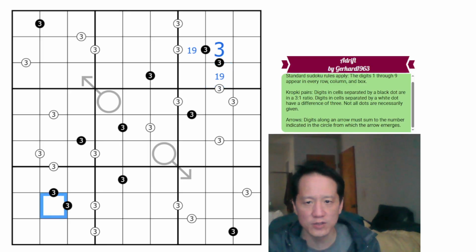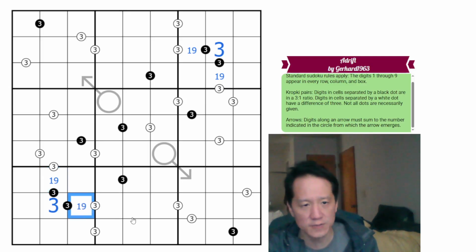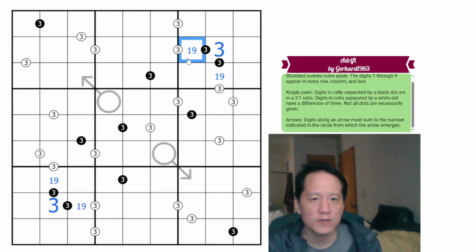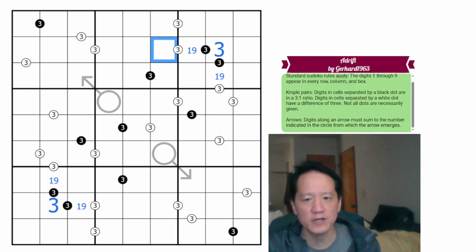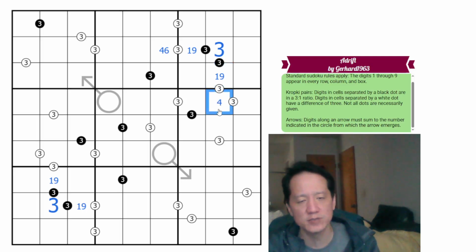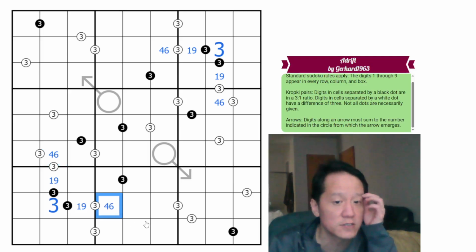So similarly, this is 3, with this being 1 or 9, and this being 1 or 9. The digit next to it has to be 3 away from it. So if it's 1, it has to be 4. If this is 9, it has to be 6. Similarly for this, if this is 1 or 9, this has to be 4 or 6 also. So this is 4 or 6, and this is 4 or 6.